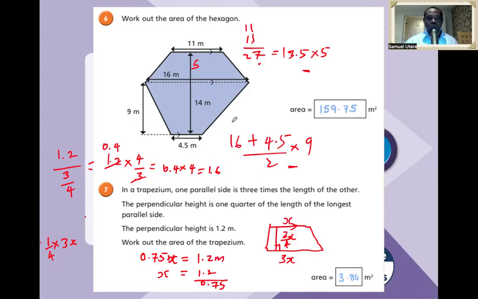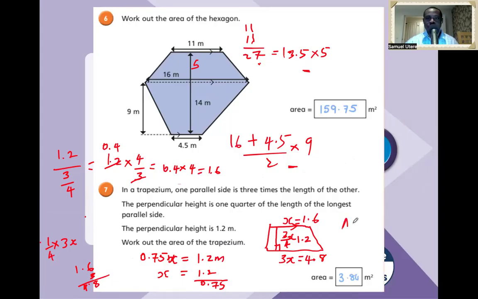So x is 1.6. So if this is 1.6, then this will be 3 times 1.6. So 1.6 times 3. 3 times 6 is 18. 8 carry 1. 3 times 1 is 3 plus the 1 we carried. So our answer will be 4.8. So this will be 4.8. So if this is 1.2, the perpendicular height, then we have enough information to find the area.